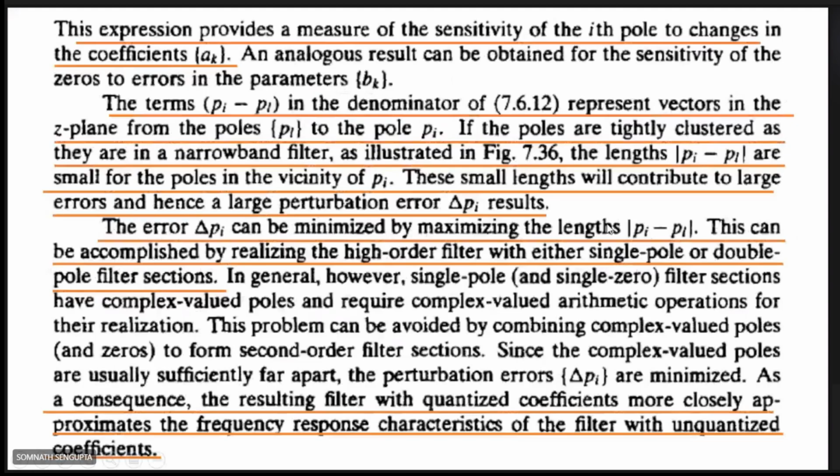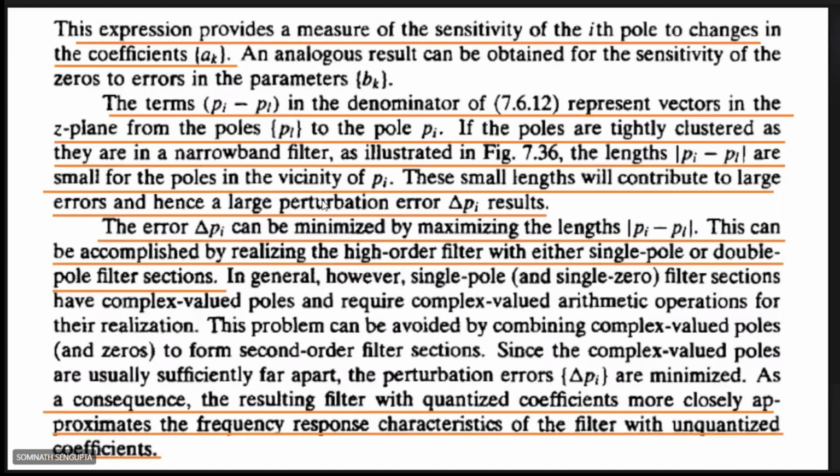And what happens in the narrowband filter is that poles are very close to each other, because poles represent the resonance. If the pole frequencies are close to each other and they are narrowband, that means the bandwidth for each pole is very small, and the separation between the two poles is also small. In that case, it will cause a lot of error.